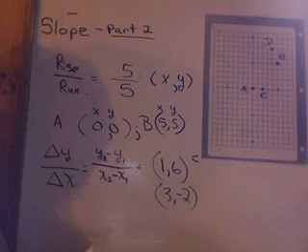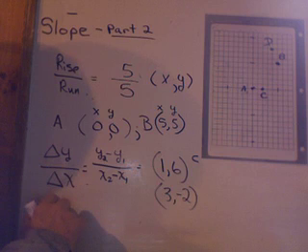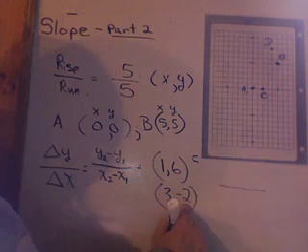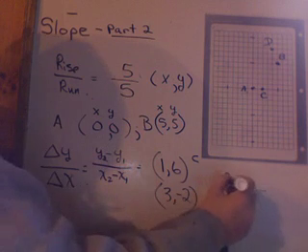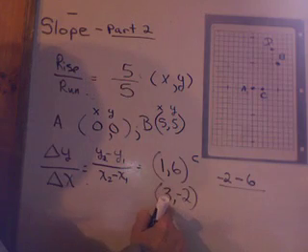All right, so here's 2 new points. Let's find the slope of those 2 points. And I want to do the change in y over the change in x. So let's take the y value first. Negative 2 take away 6. That's the change in y's. All right, the change in x.